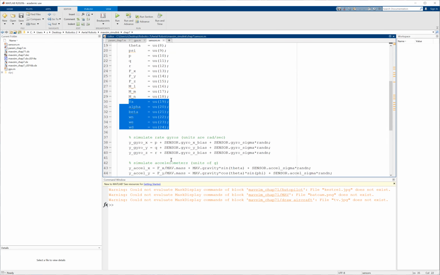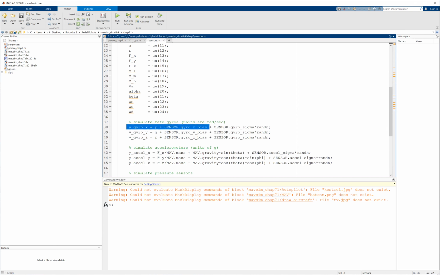Here, what you're going to do is define the gyro. Same thing: P is the body rate in X direction, Q body rate in Y direction, R body rate in Z direction, plus the gyro errors in X, plus gyro errors in Y, plus gyro errors in Z. This gives you the corrupted or incorrect gyro measurement. So if you were to sense this P, this is what you will see. If you have a gyroscope and want to measure Q, this is what you should get. If you have a gyro in Z direction, then this is the output.